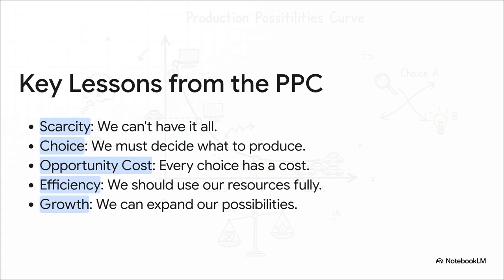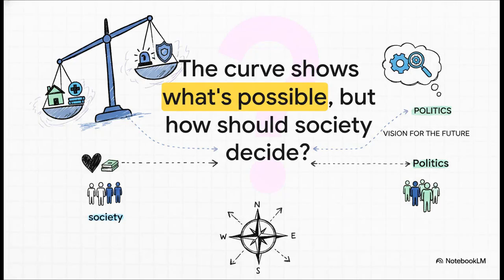It shows us, plain as day, that every choice has an opportunity cost. It gives us a benchmark for efficiency, and it shows us how economies can grow or shrink. But here's the final, and maybe most important takeaway. The PPC is a map of what a society can do, not what it should do.